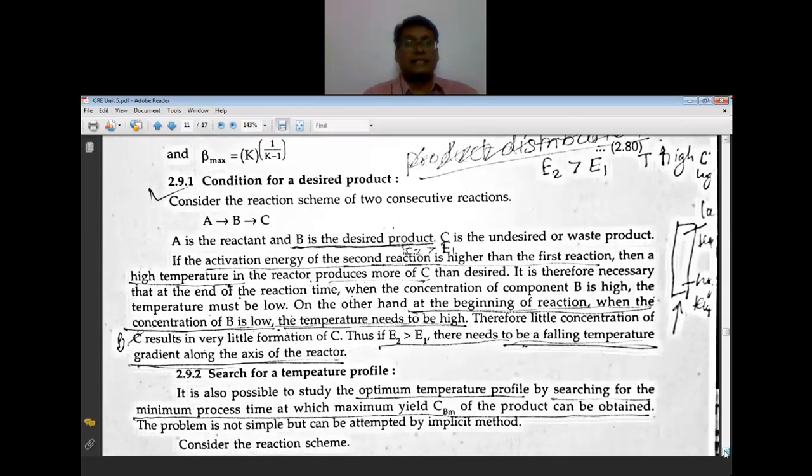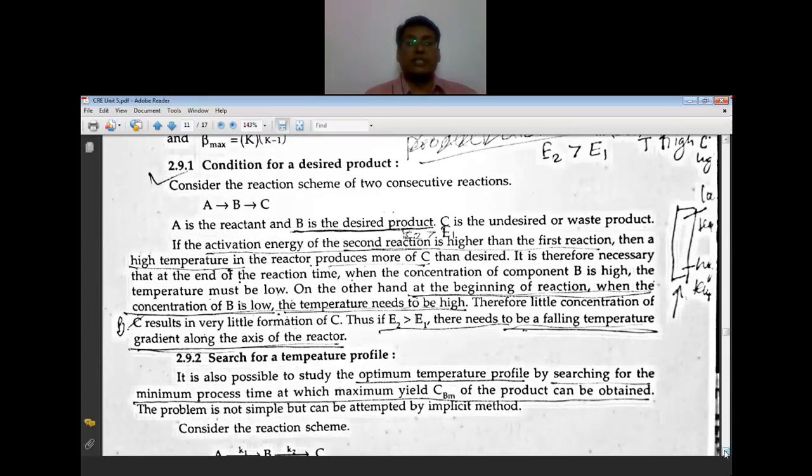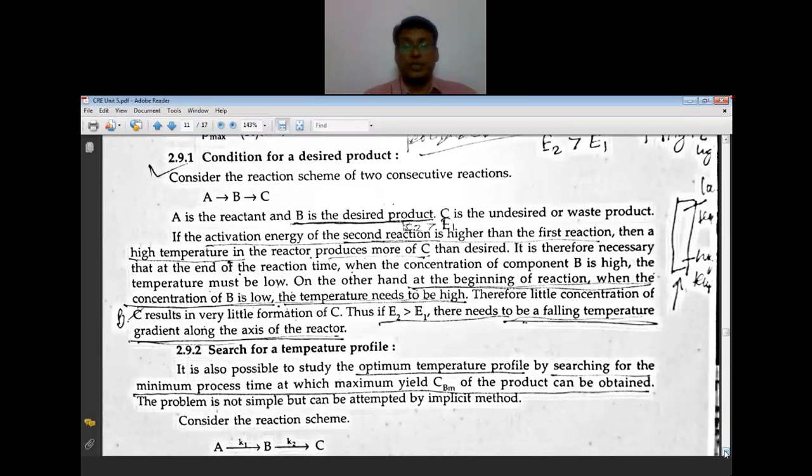Now the next thing is the condition for the desired product. So we have calculated the Cr maximum and the t maximum in a consecutive or series reaction. Now we are going to calculate the conditions for the desired product. What should be the temperature? What should be the pressure? Condition means temperature, pressure, concentration conditions. Here we will talk about the temperature conditions.